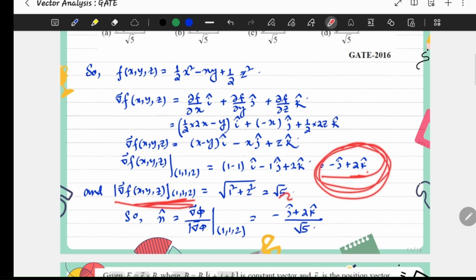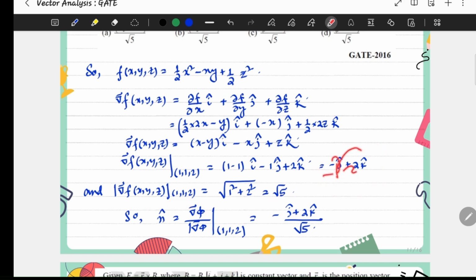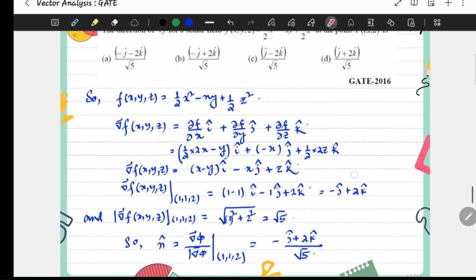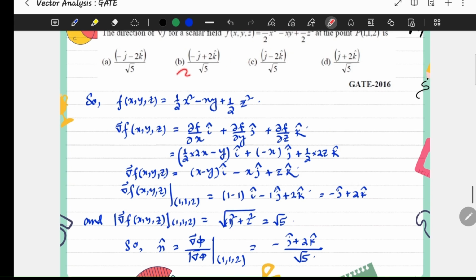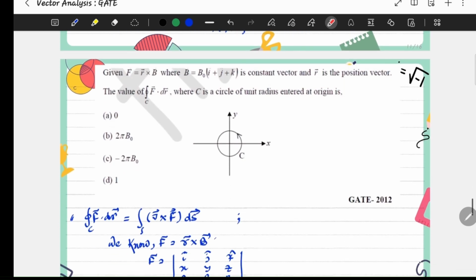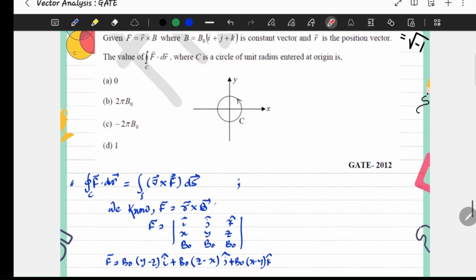Now find the modulus and you will get 1 square, basically minus 1, so it should be minus 1 square. Anyway, it is root 5. So put these values and you will get this. So what is the answer? Minus j plus 2k, minus j plus 2k by root 5. B is the answer.